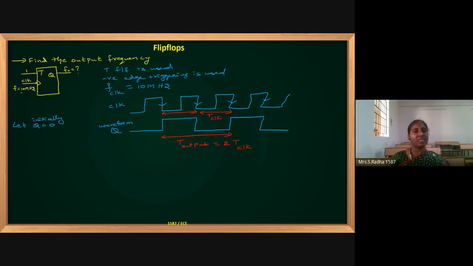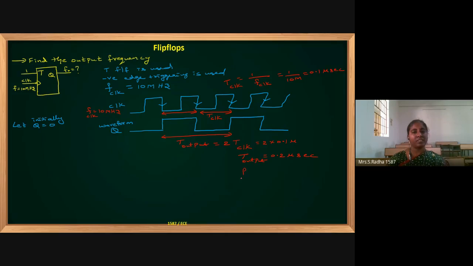The clock frequency is already given, it is 10 megahertz. Time period is the inverse of frequency. So 1 divided by 10 megahertz is 0.1 microseconds, which is the clock time period. Now the output waveform time period is 2 into 0.1 microseconds, which is 0.2 microseconds.